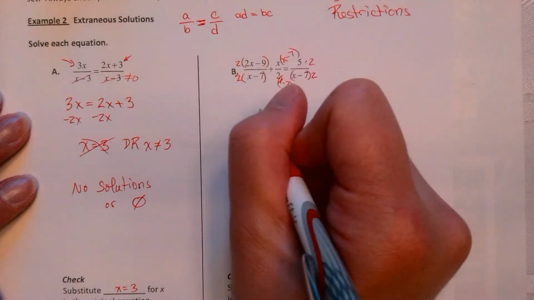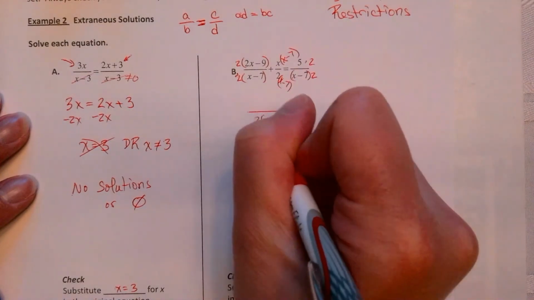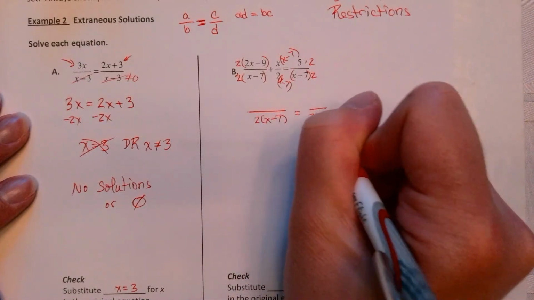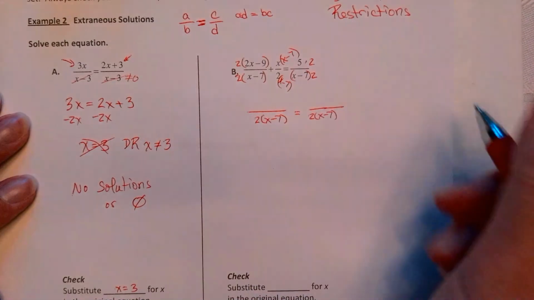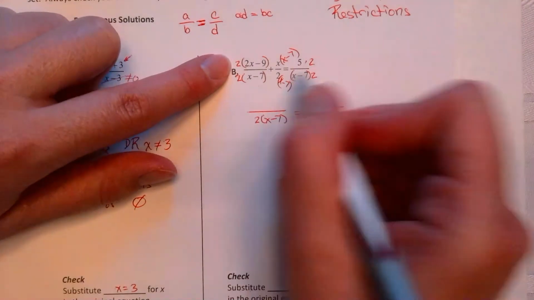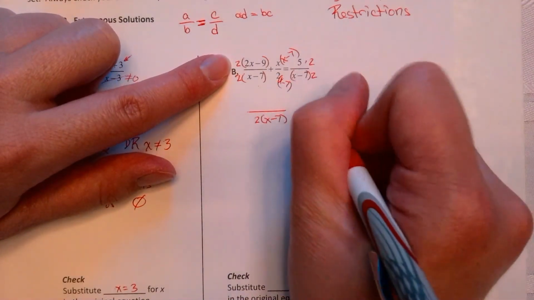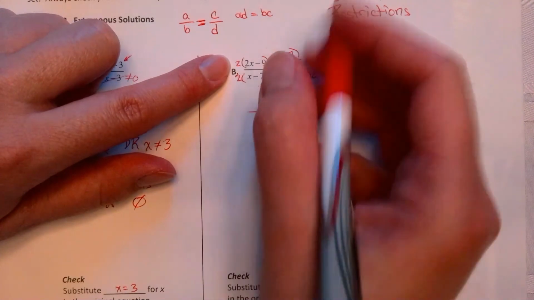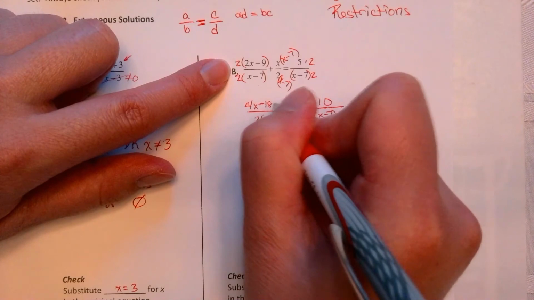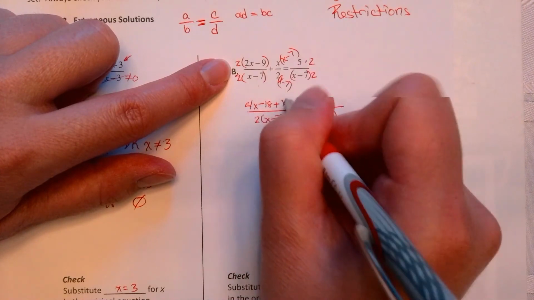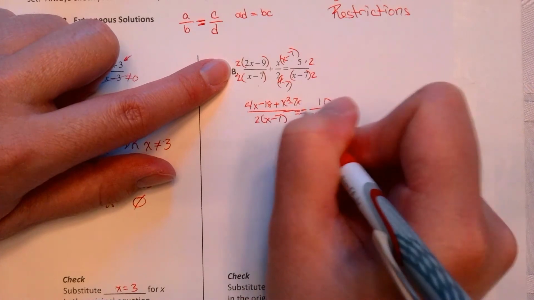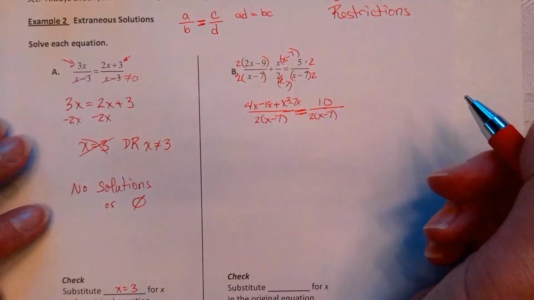I now have a common denominator, guys. I now have 2 times x minus 7, and I have on the other side 2 times x minus 7. So at this point in the game, I'd stop writing it. I know I built a common denominator. I'm going to focus on the top. Now, I have on the right-hand side just a 10. But on the left, I have 4x minus 18 plus, and then I have x squared minus 7x. All right, I ran out of room there.